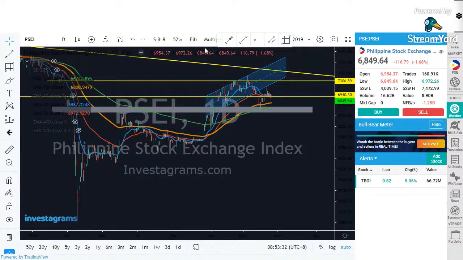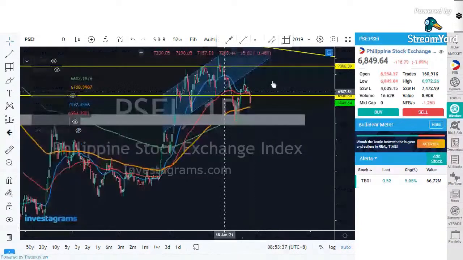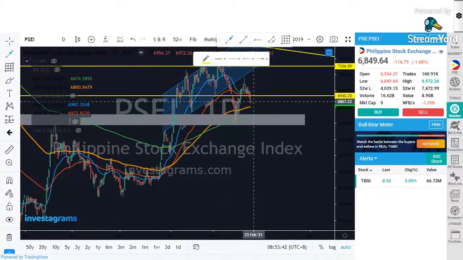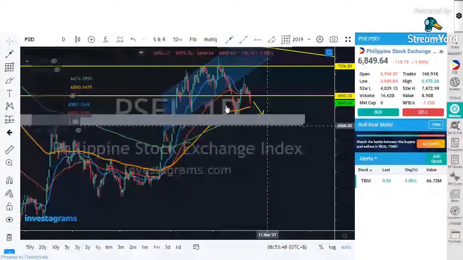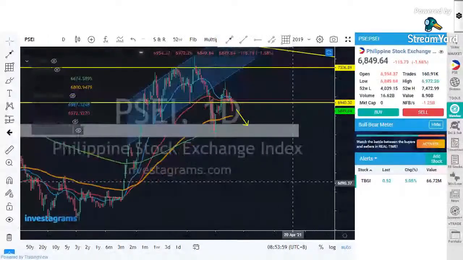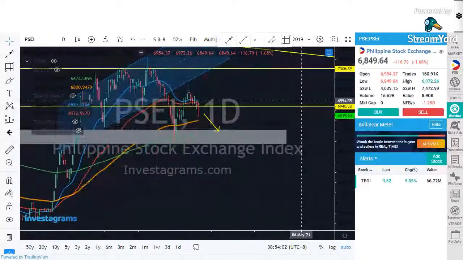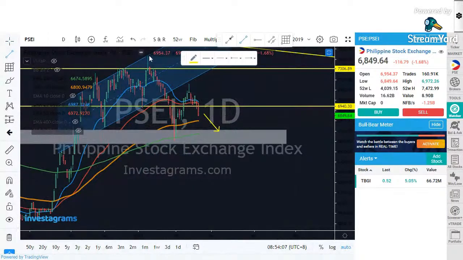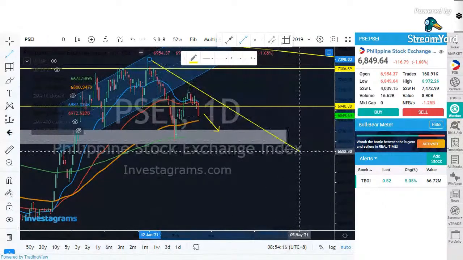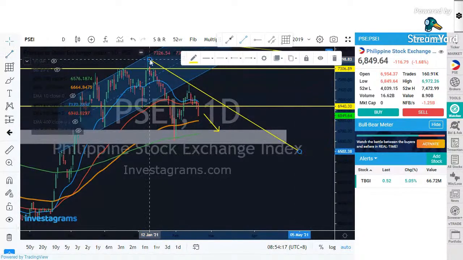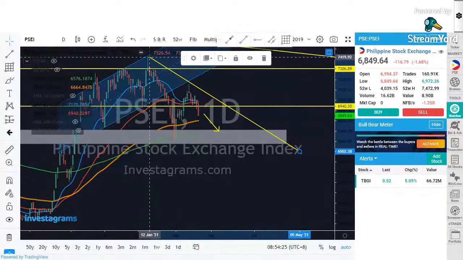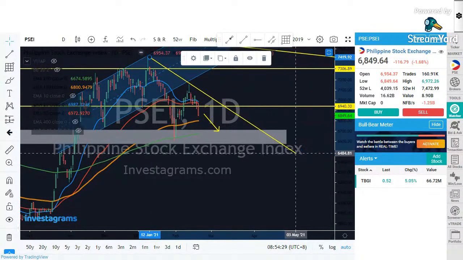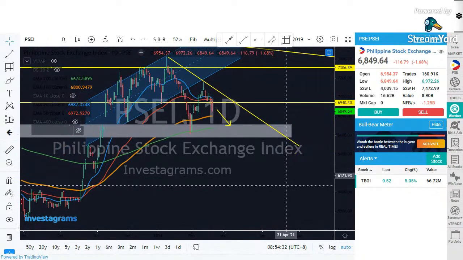So for now, in my opinion, there's a possibility that PCI will visit this area again. Dapat mag-hold lang si PCI dito. So it will create a double bottom, but we can draw another incline resistance. We'll draw an incline resistance here. We will connect the highs. We'll adjust the chart. So this is the incline resistance of PCI.